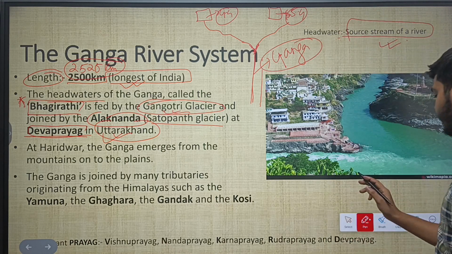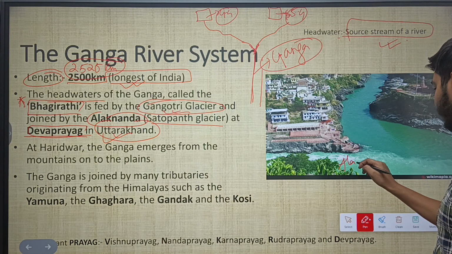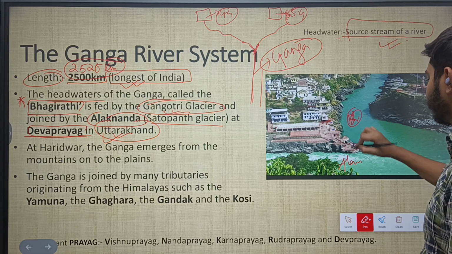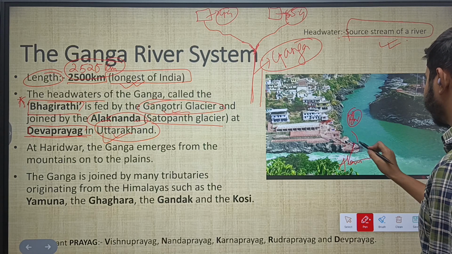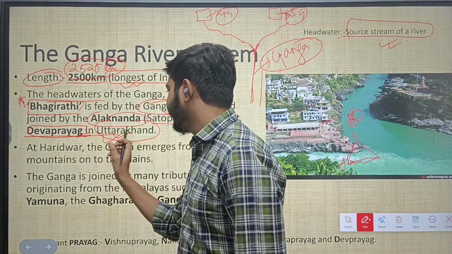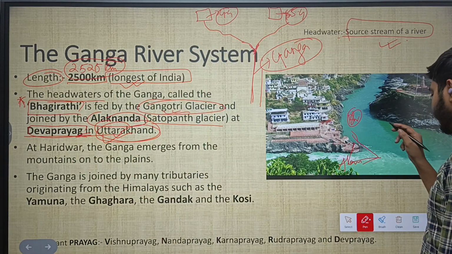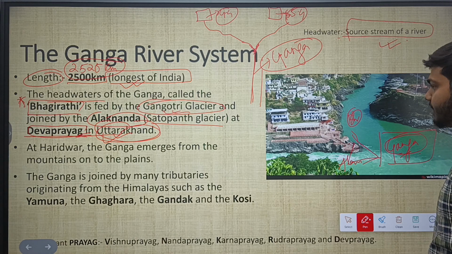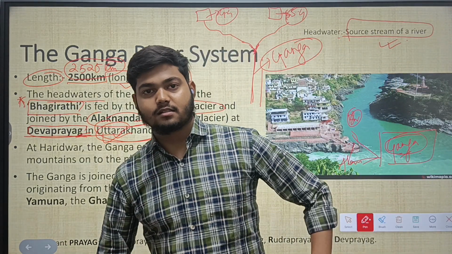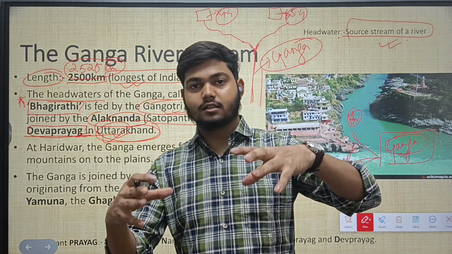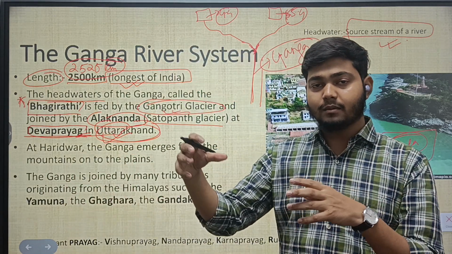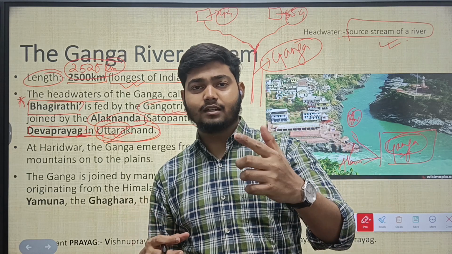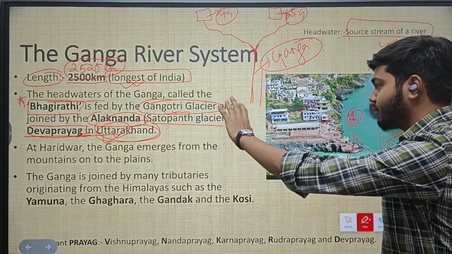Okay, so you can see here, this is the Alaknanda river and this is the Bhagirathi river. These both rivers are joining together at which place? Devprayag in Uttarakhand, and from here this river is referred to as the Ganga river. So the Ganga river is the combination of two rivers, Alaknanda and Bhagirathi. Bhagirathi is originating from the Gangotri glacier, and the Alaknanda river is originating from where? The Satopanth glacier. Okay, I hope this point is clear.